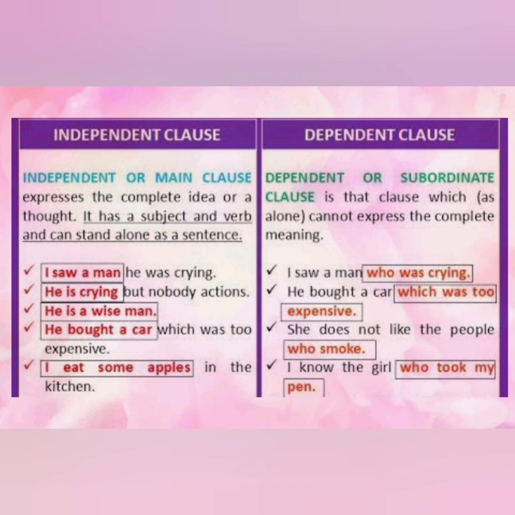Next is "she doesn't like the people who smoke." "Who smoke" is the dependent clause because if we have to give it a complete idea, a complete thought, then every time it needs the help of the principal clause. "I know the girl who took my pen." "Who took my pen" is the dependent clause because the idea is incomplete. To complete its idea, it must depend on the principal clause. So I hope you learned the difference between the independent and the dependent clause.